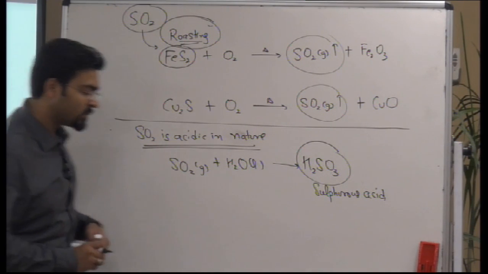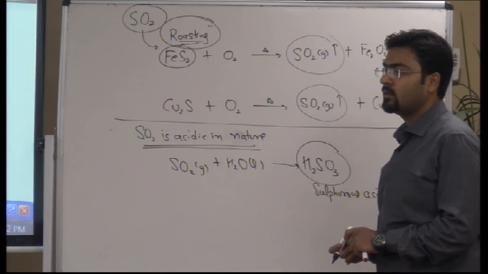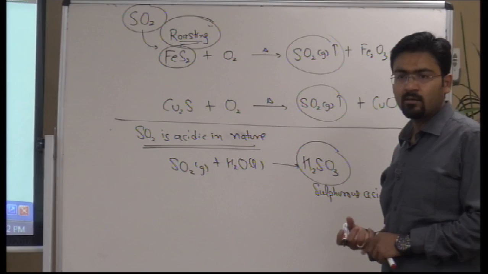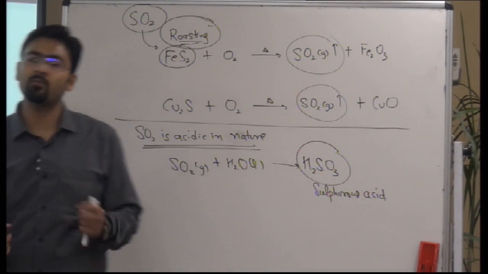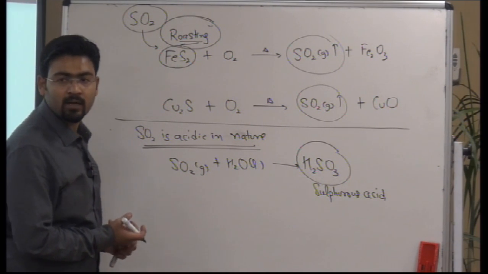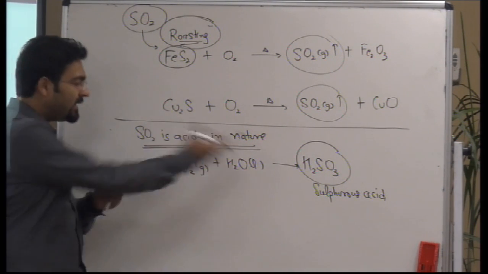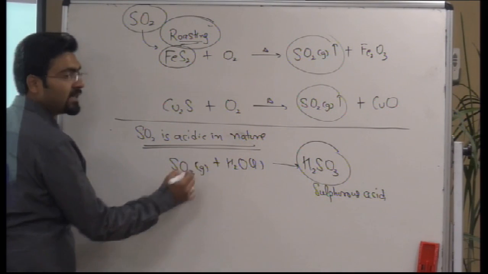So SO2 can show a lot of reactions in which it is acting as an acid. In which reactions? Those reactions that happen in aqueous medium. Those reactions which are not happening in aqueous medium, it can still act as an acid, but not really the Arrhenius acid like sulfurous acid, but as an acidic oxide.